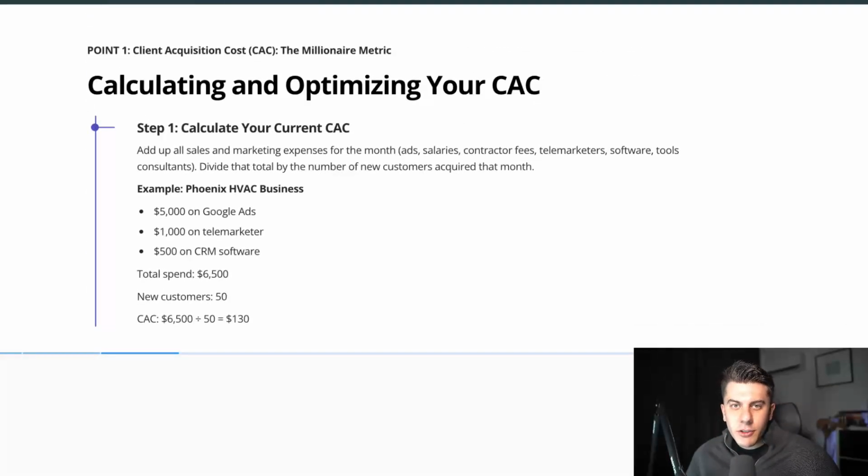Step one, calculate your current customer acquisition cost. This is your baseline, and most business owners have never actually done this. Here's how you do it. Add up all your sales and marketing expenses for the month. That means everything like ads, salaries, contractor fees, telemarketers, CRM software, tools, consultants, anything used to get customers. Divide that total by the number of new customers you acquired that month.